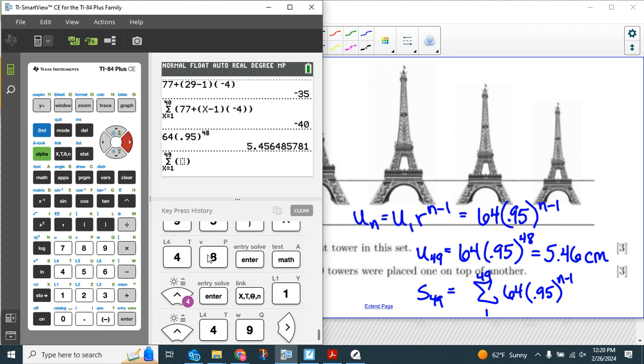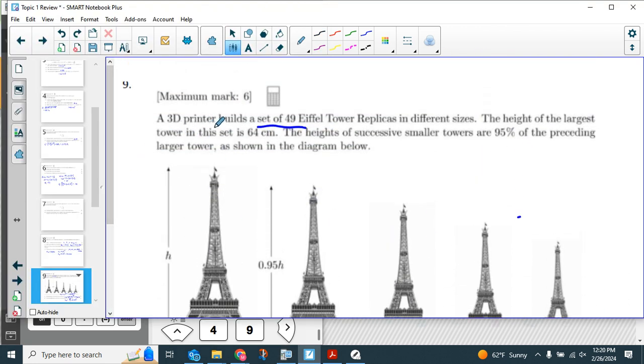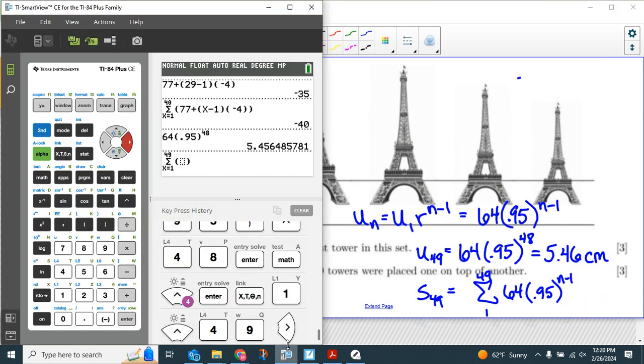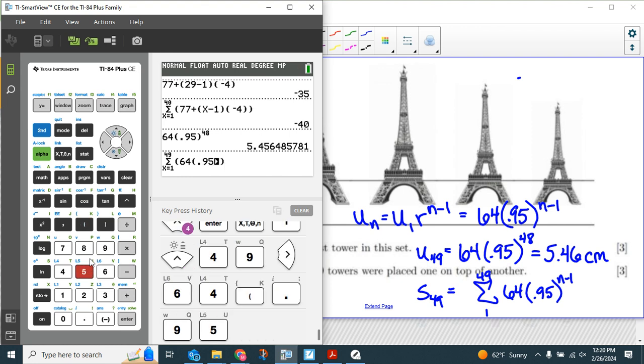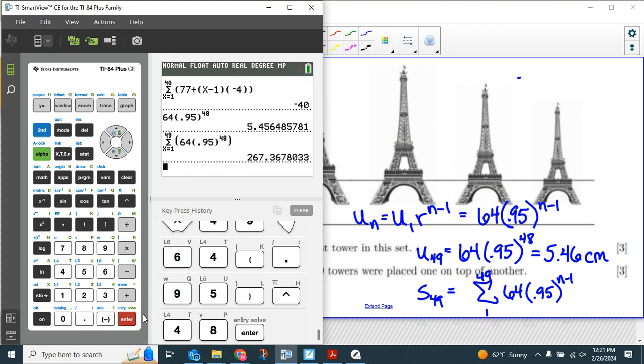I just found 49. It actually says it in the problem. It says right up here that a 3D printer builds a set of 49 Eiffel Towers. So we know that there's going to be 49 of them total. All right, so plugging this into our calculator here, we have 64 times 0.95 to the n minus 1. Of course, 49 minus 1 is just 48. 267. Honestly, to 3 sig figs, you could just leave it that, 267 centimeters.